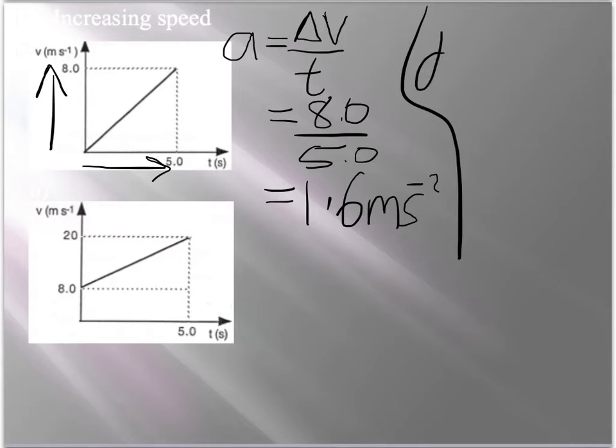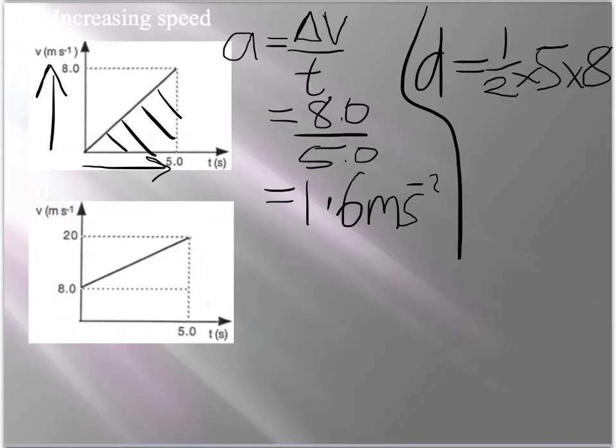The distance is found by the area under the graph. In this case we have a triangle, so half base times height will give us the area, half times 5 times 8. So what's that? That's going to be 20 meters.